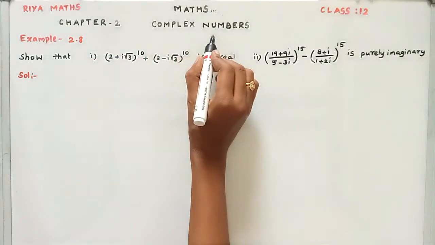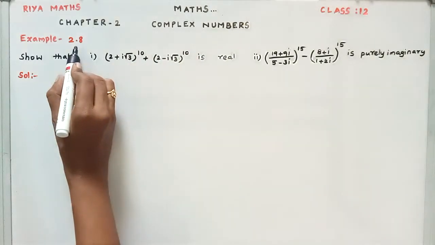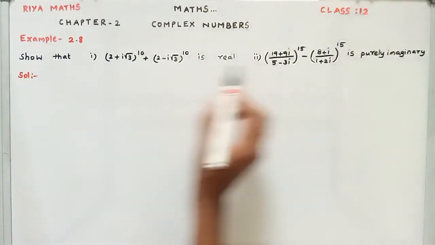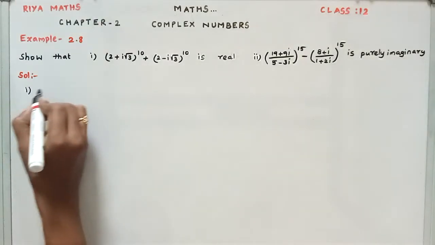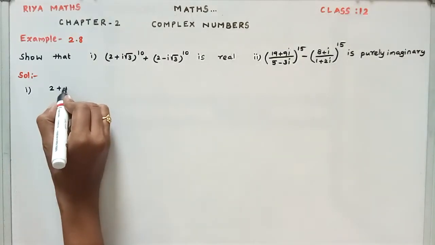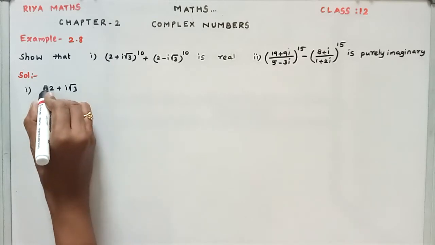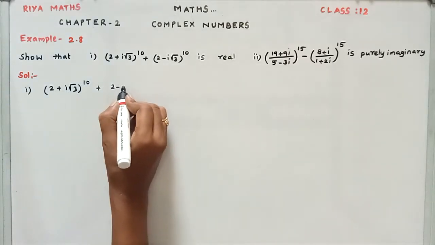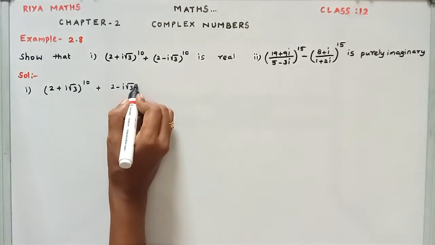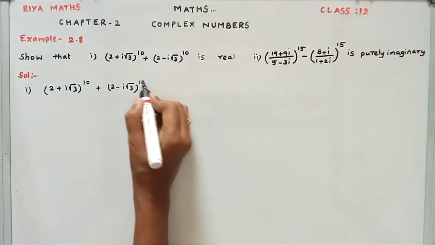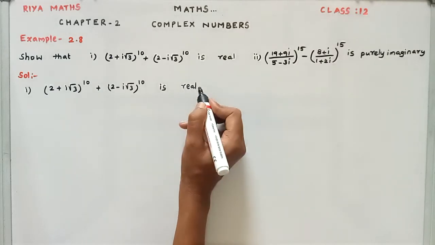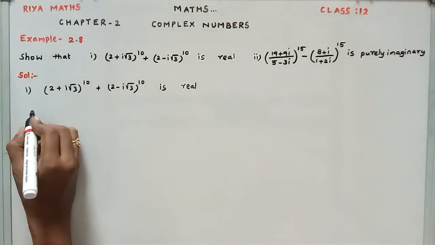Chapter 2, Complex Numbers, Example 2.8. Show that we have two subdivisions. First subdivision: (2 + i√3)^10 + (2 − i√3)^10 is real. So let's look at the solution.